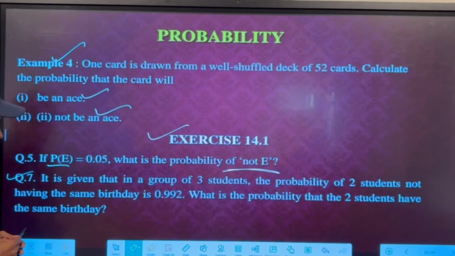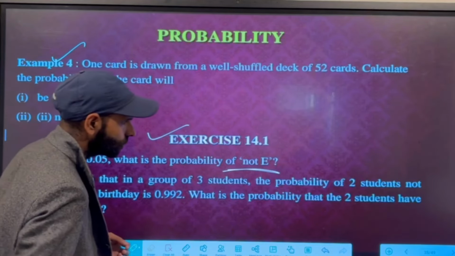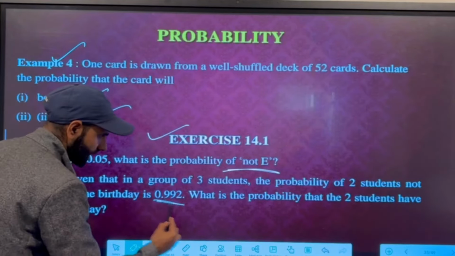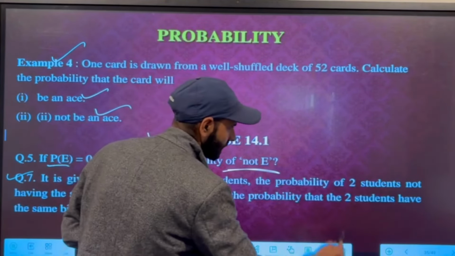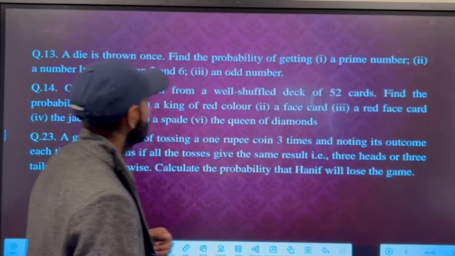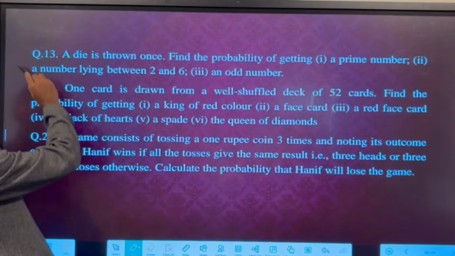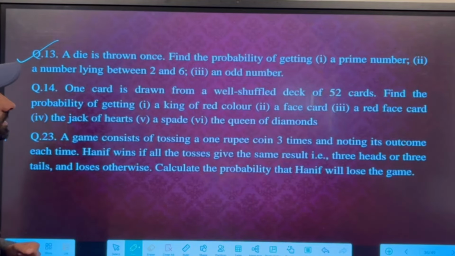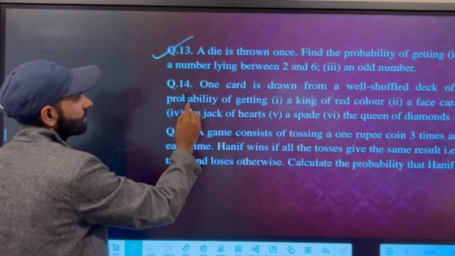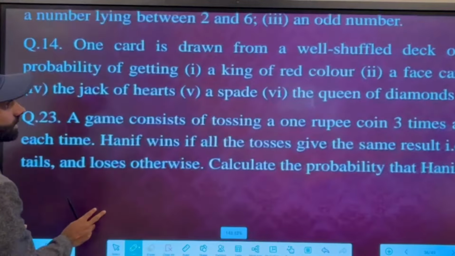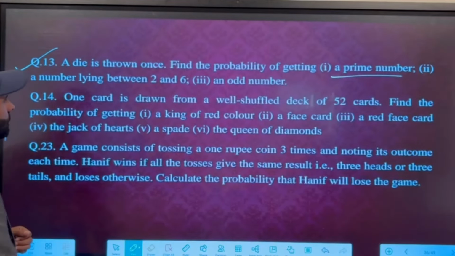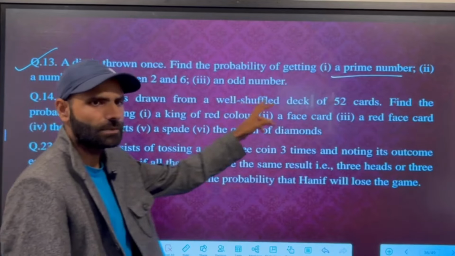Question number 7 from the same exercise. It is given that in a group of 3 students, the probability of 2 students not having the same birthday is 0.992. What is the probability that the 2 students have the same birthday? Some last questions. Question number 13. A die is thrown once. Find the probability of getting a prime number, a number lying between 2 and 6, and odd number.